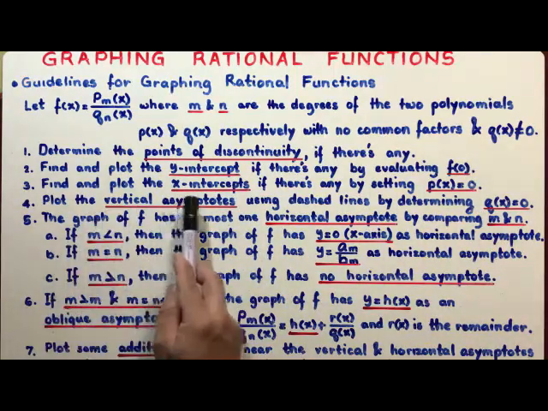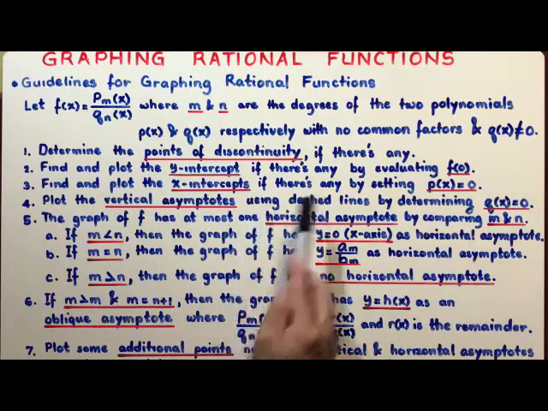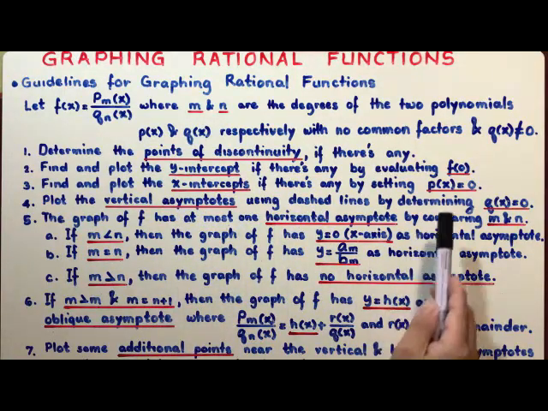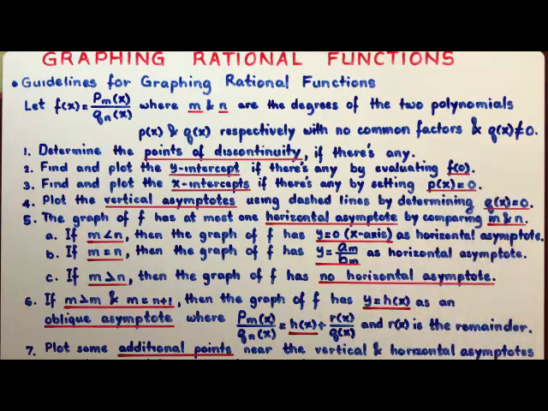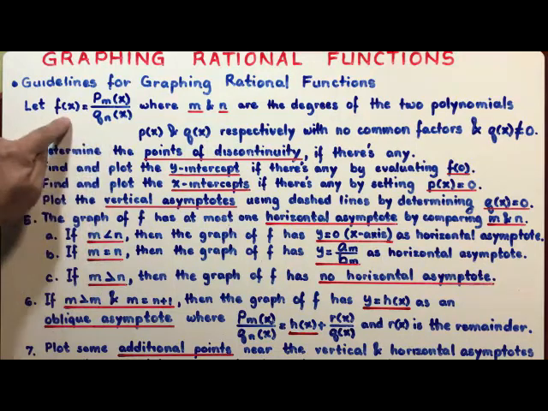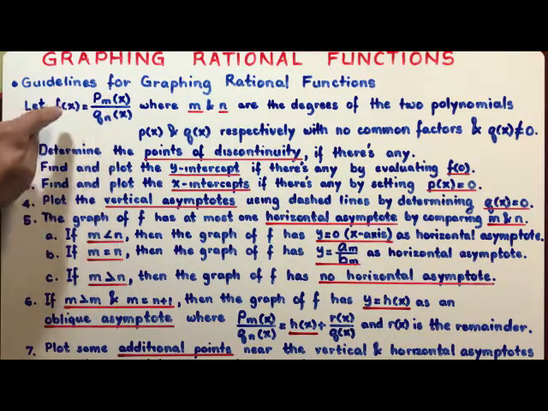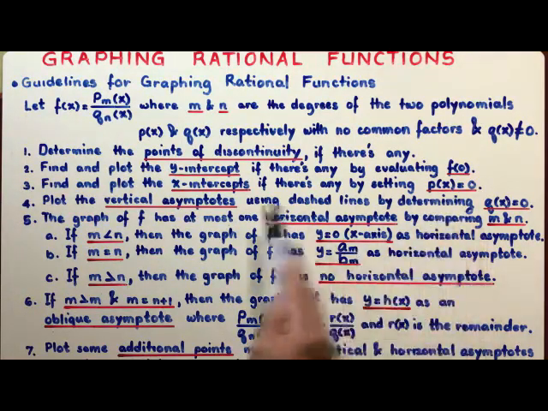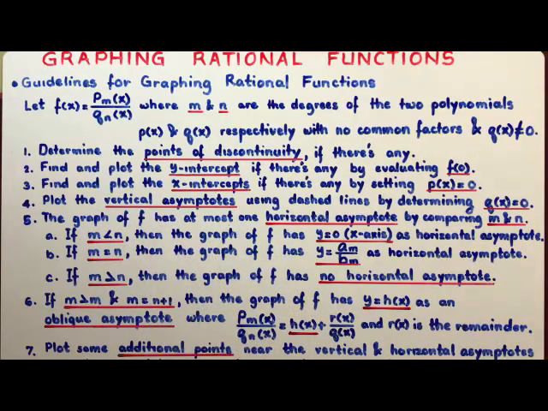Third, the x-intercepts, if there are any, can be found by setting the numerator equal to 0, because at the x-intercept, the y must be 0. If the numerator is 0, then 0 over the denominator is 0. So setting the numerator equal to 0 gives what we call the zeros of the numerator, and the zeros of the numerator are our x-intercepts.